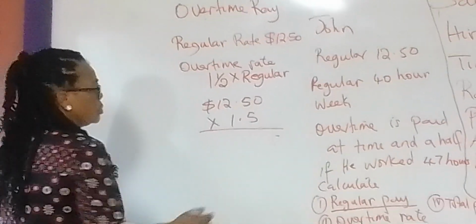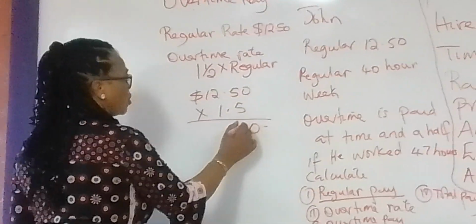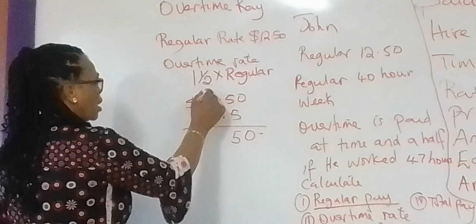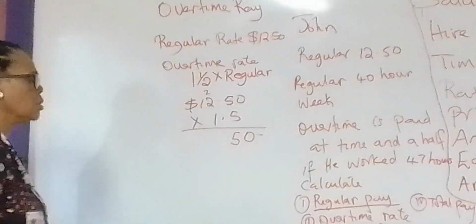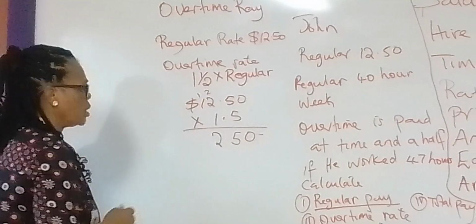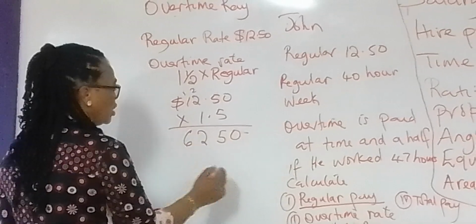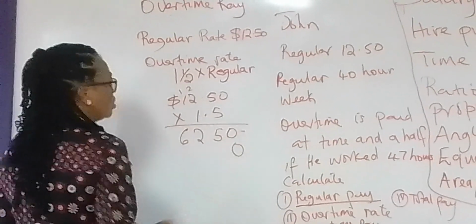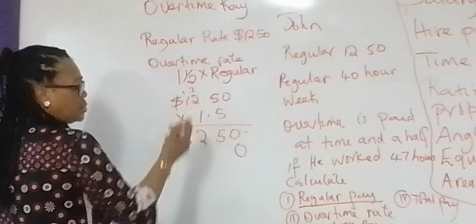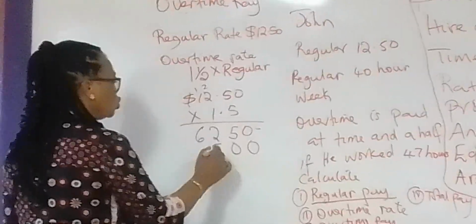5 times 0? 0. 5 times 5? 25. I'm going to write down 5 and carry the 2. 5 times 2? 10. Plus 2? 12. Write down the 2 and carry 1. 5 times 1? 5. Plus 1? 6. Finish with that. Put the 0 as a placeholder and I do 1 times 0. 0. 1 times 5. 5. 1 times 2. 2.